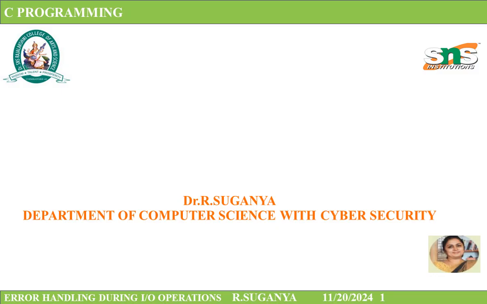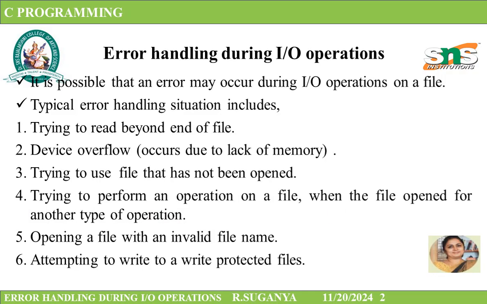Today we are going to see about the concepts in C programming, that is error handling during input-output operations. So in C programming, how can we handle errors? It is possible that an error may occur during input-output operations on a file.